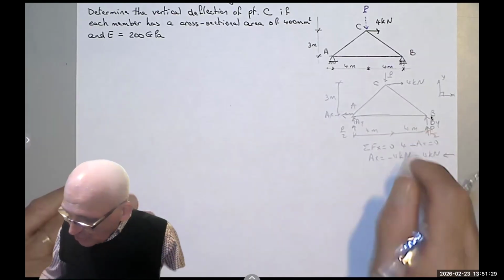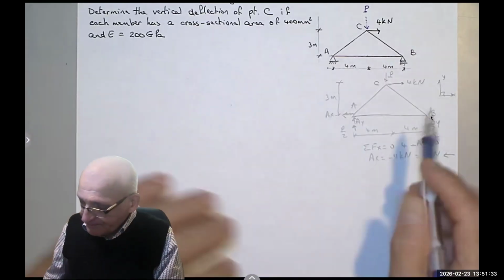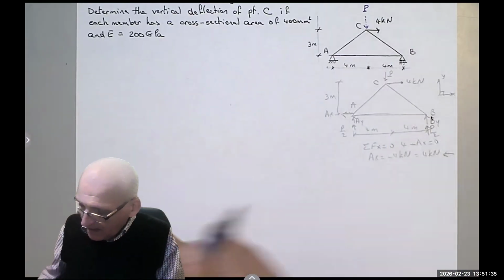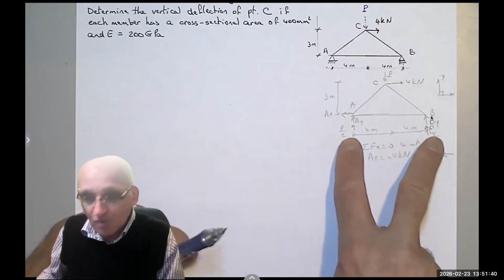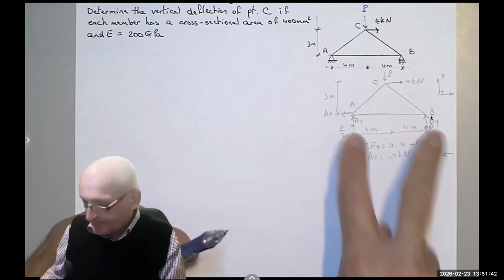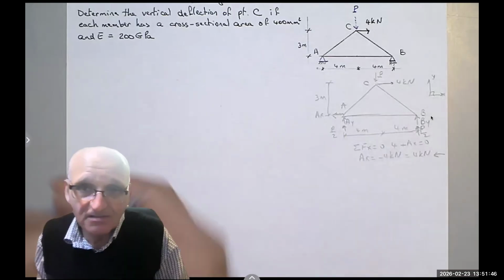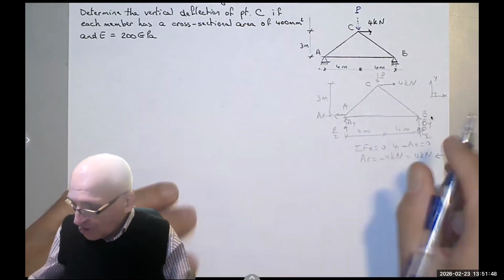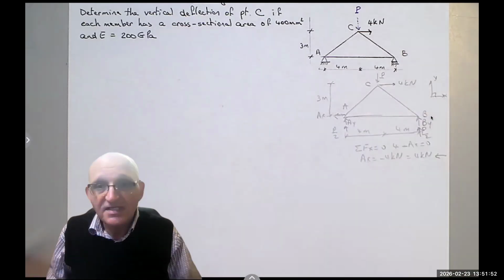So the two forces of AY and BY will be added to P over 2 and P over 2. Notice P over 2 and P over 2 don't produce any moment. They cancel each other, right? With the P. So, but the 4 kilonewton, we said times 3 is 12.